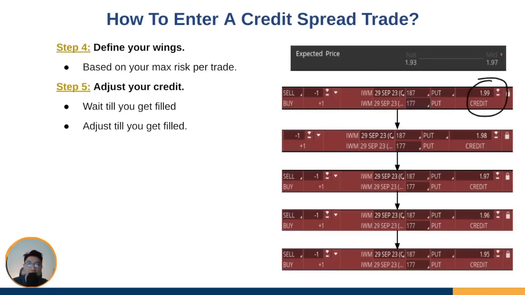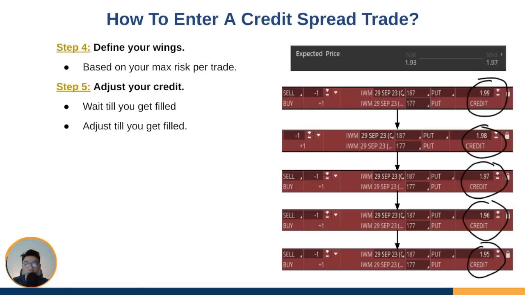I'll send the trade in, and if within a few seconds I do not get filled, I'll adjust my credit down, bit by bit. Maybe in this case, I might adjust to $1.98. If I don't get filled, I adjust to $1.97. If I don't get filled, I adjust to $1.96. If I don't get filled, I adjust to $1.95, and so on and so forth until I can finally get filled. All right, so these are the 5 steps for you to enter into a credit spread.